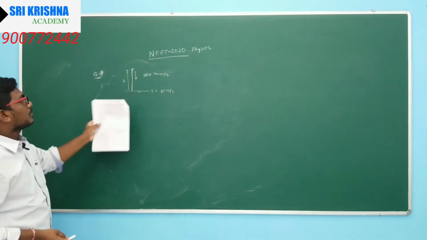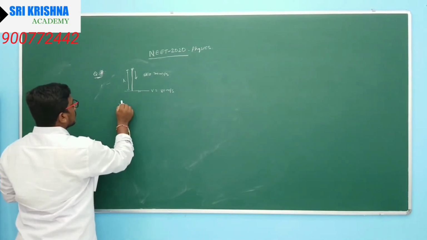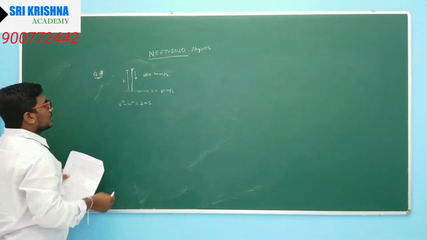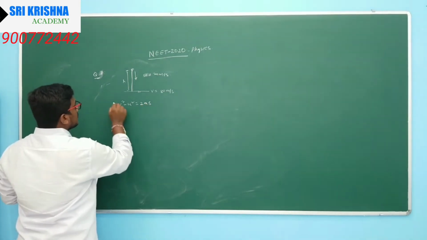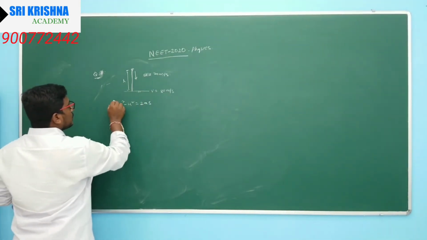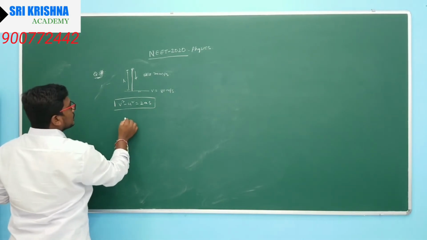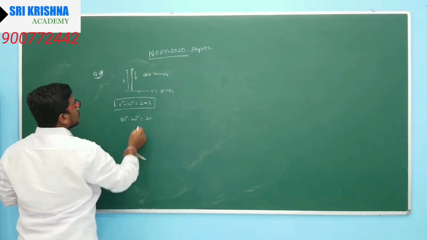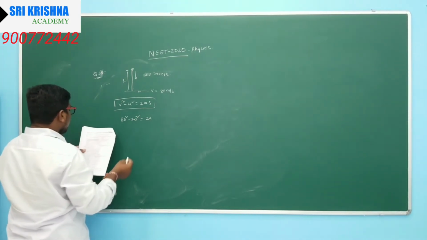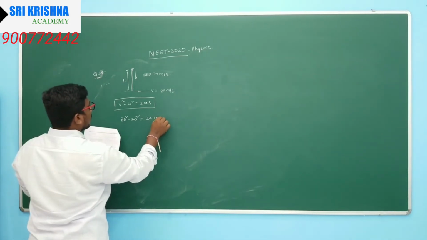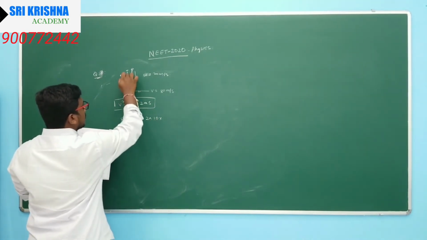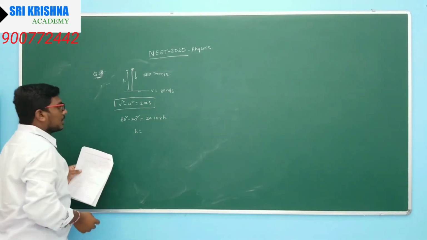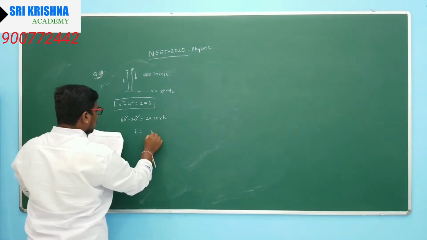Here we don't know the time. So we should use v square minus u square is equal to 2as, right? This equation doesn't involve the time, so only you should use this equation. Substituting these values, 80 square minus 20 square equals 2 into g, acceleration due to gravity, into h, the distance, that is the question. Simplifying, we will get 300 meter.